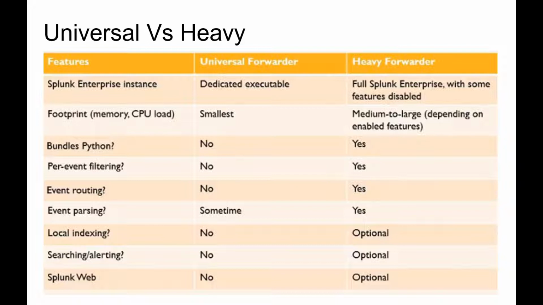Now, this universal forwarder will only do the search. You see that here: bundle Python, no, yes; pre-event filtering, event routing, event parsing. So event parsing is important. Universal forwarder sometimes, heavy forwarder all the time. Local indexing, no, no, no. Where a heavy forwarder can be there.